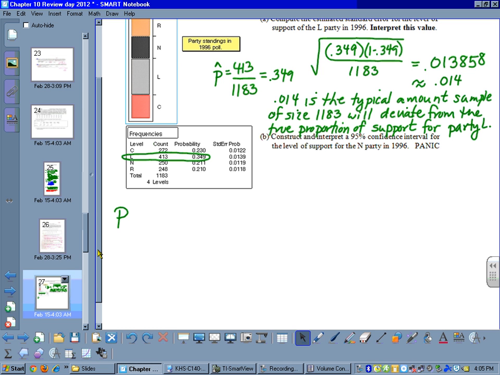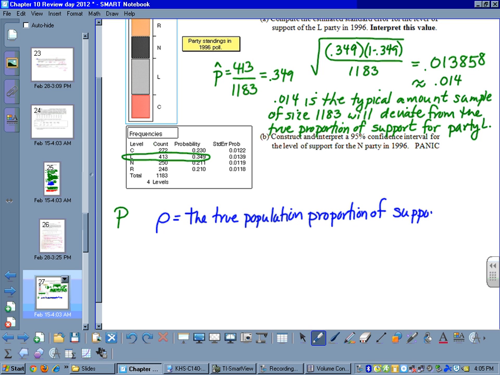So p is my parameter, which is a rho this time. This is the true population proportion of support for party N. I guess I should say support level. And basically I am taking that right from here, in, of course, 1996 if I want to be exact.